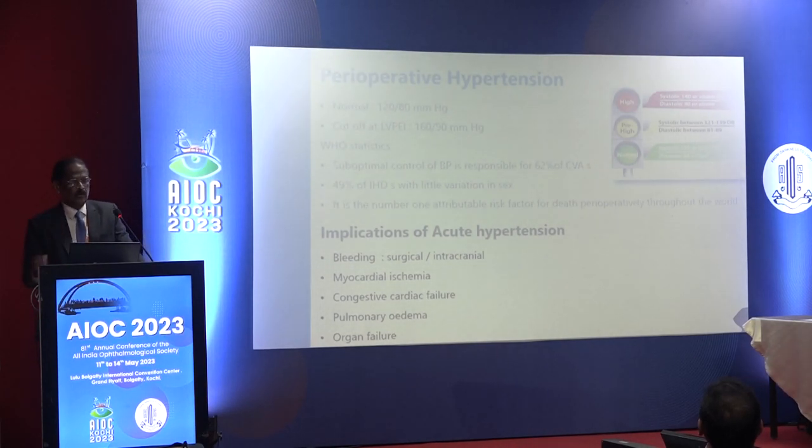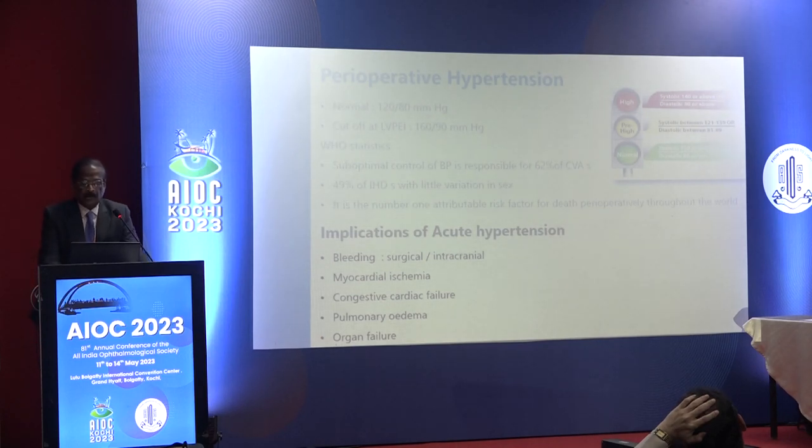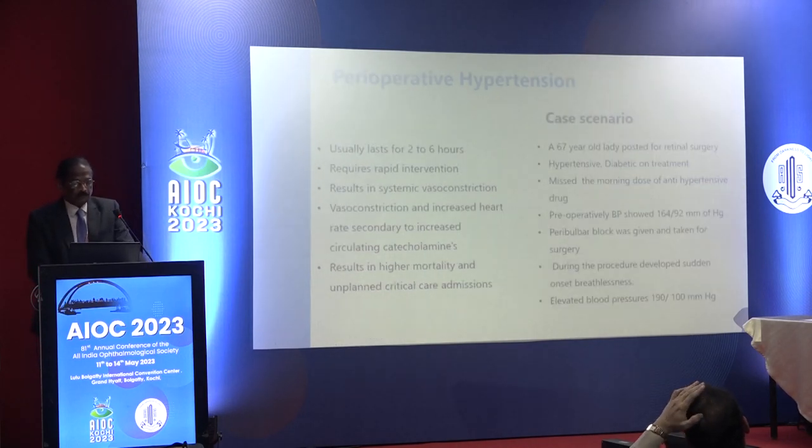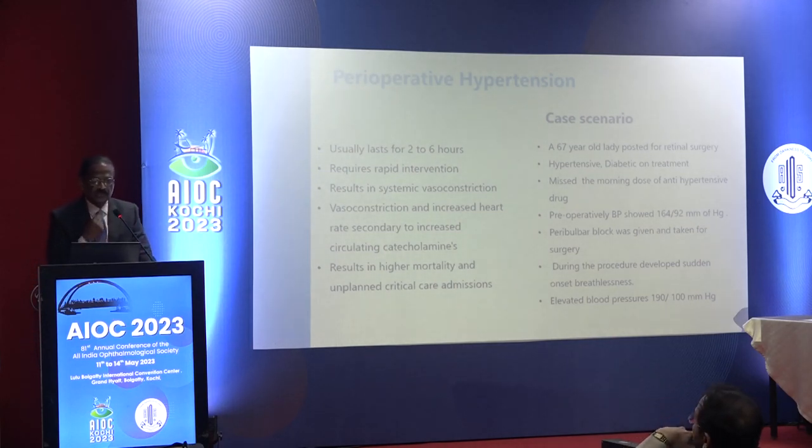The normal value, I don't know if these are the parameters every institute takes. We at LVP take a cutoff value of 160 by 90. WHO statistics show that the number of attributable risk factors for perioperative death throughout the world is because of perioperative hypertension. Usually this lasts for 2 to 6 hours, requires rapid intervention, and results in systemic vasoconstriction.